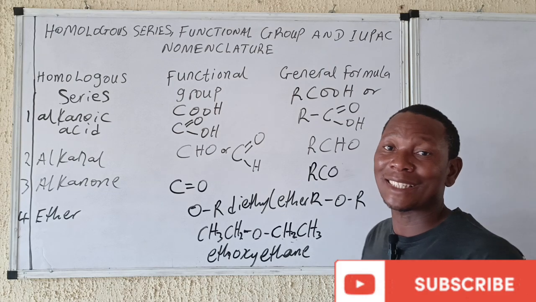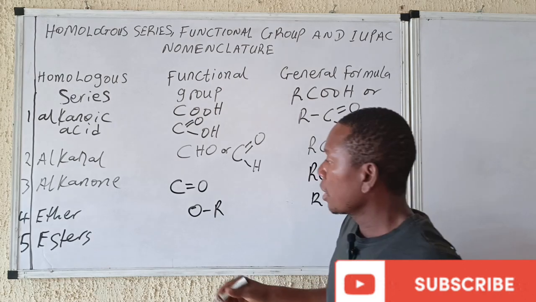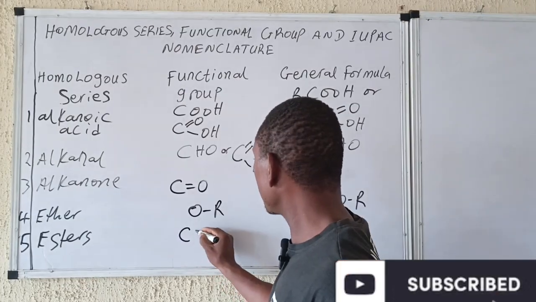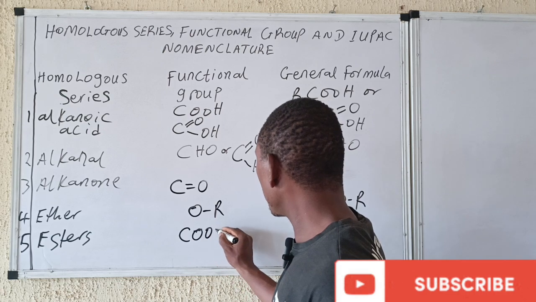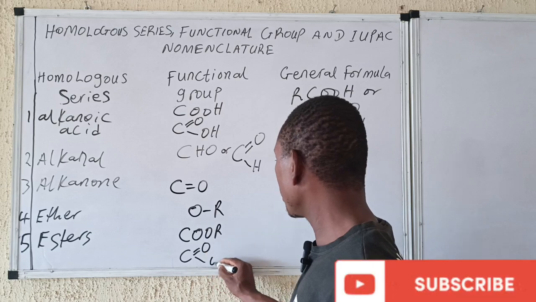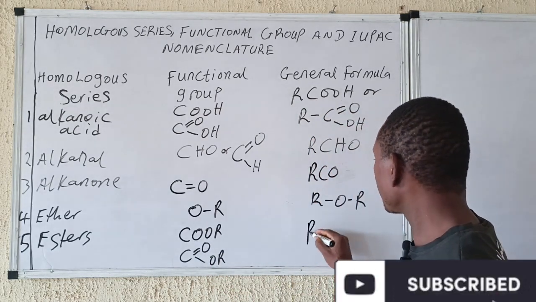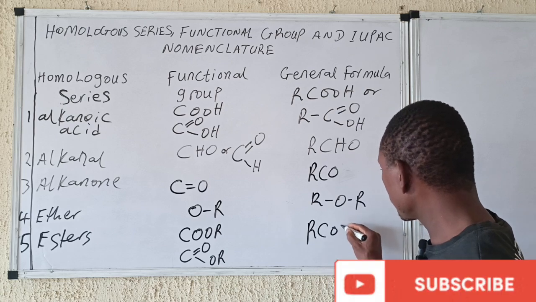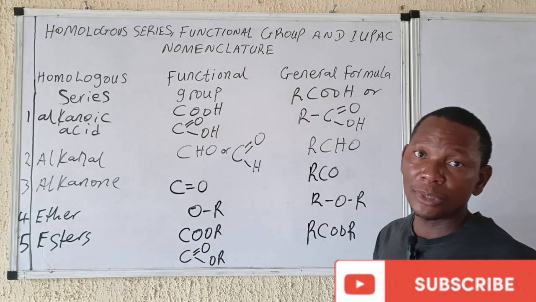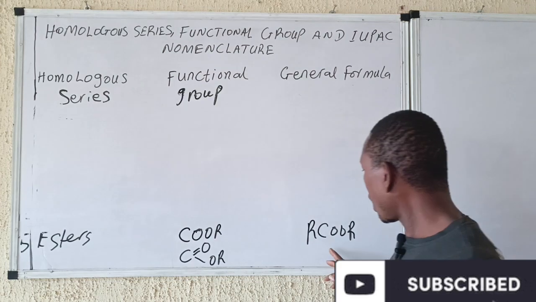The next one we're going to talk about is the ester. This is the next functional group we're going to talk about, the ester. What is the functional group of esters? It is actually COOR, but it's written more appropriately like this, right? RCOOR, and the general formula is as shown. So let's talk about how to name esters. All right. Let me clean the board. So how do you name an ester?